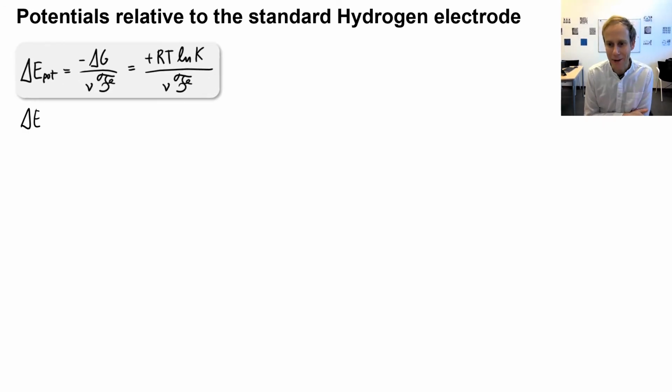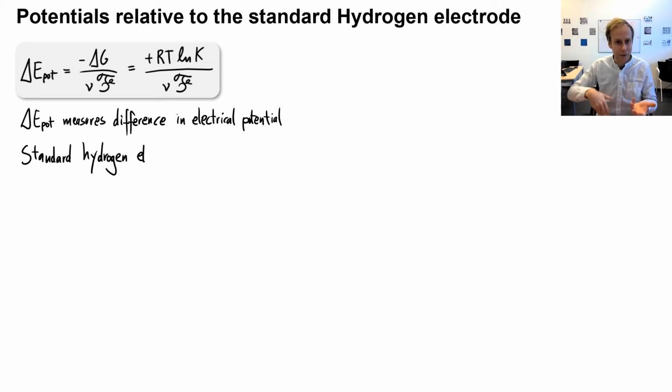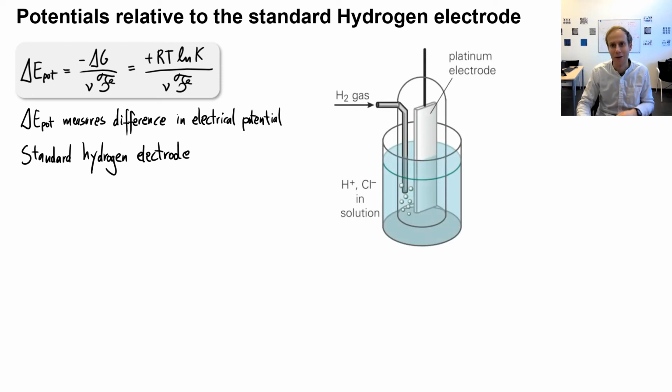So now let's take a look at how electrochemical potentials are measured. Delta E potential measures differences in electrochemical potentials, right? It's actually not possible to measure absolute values for the electrochemical potentials of any chemical. It's just like with the enthalpy. It's not possible to measure absolute enthalpy values, but always only differences, delta H values. But you need a standard state where you say the enthalpy, or in this example, the electrical potential is 0. And that's the standard hydrogen electrode.